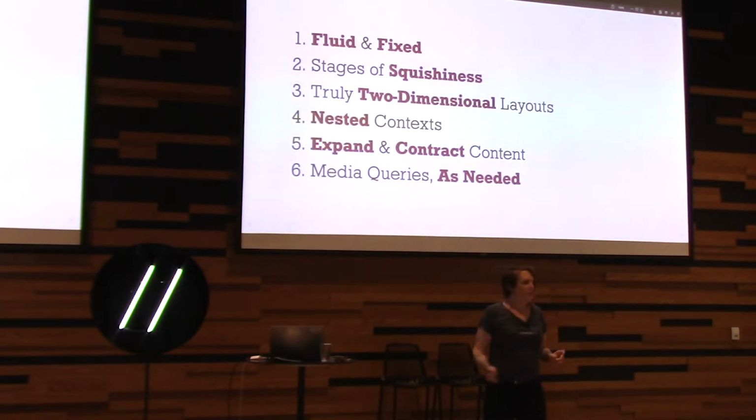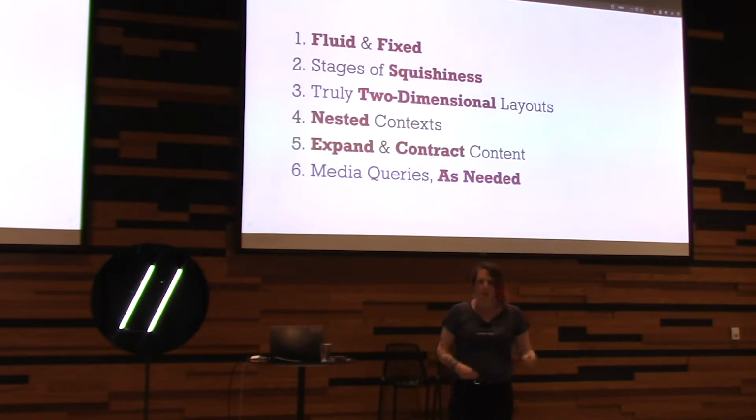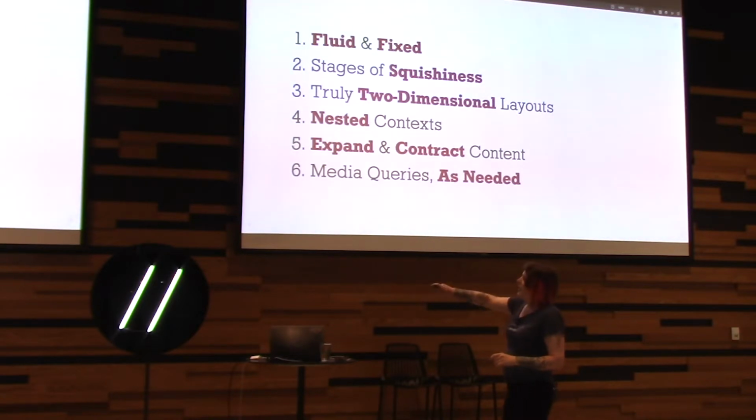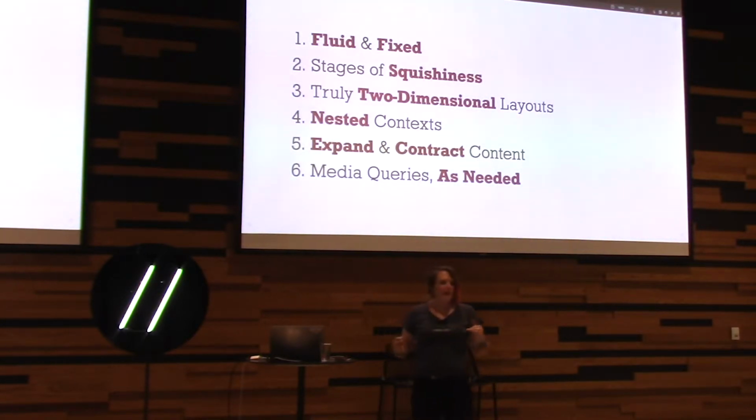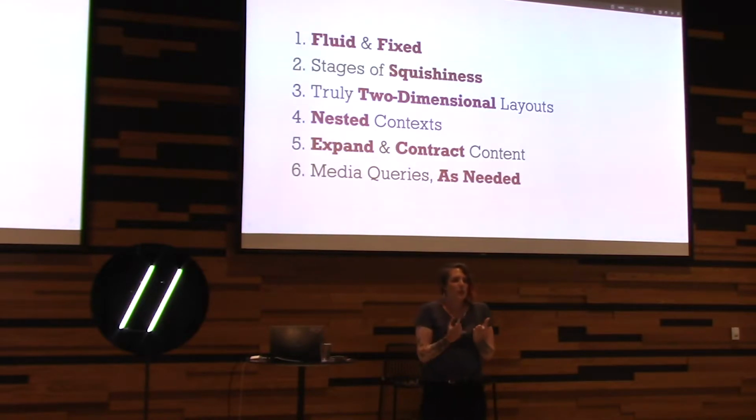We have stages of squishiness, which is the fact that different types of fluid values in grid move at different times, which is a fascinating thing to play with. And we'll get to some of those in the fluid part. They're truly two-dimensional. We have columns and rows. We've got nested contexts. We don't have to do grid everywhere. We don't have to do flexbox everywhere. We don't have to abandon floats entirely. We can use all of these things, and we can put them in nested contexts and say some components are grid-like and some components are flex-like.